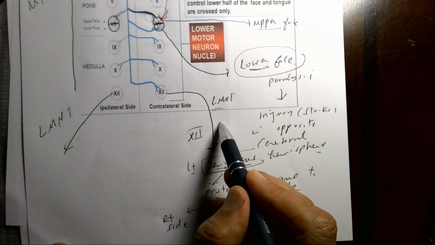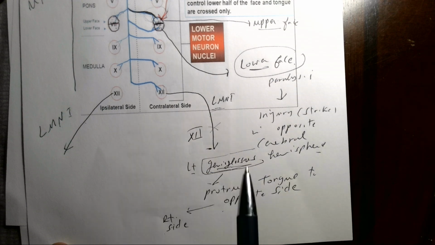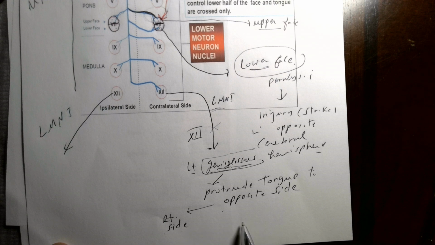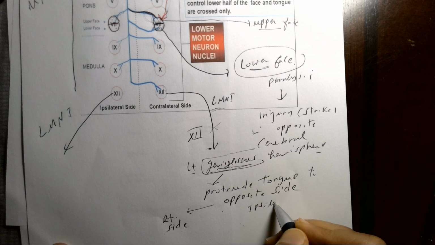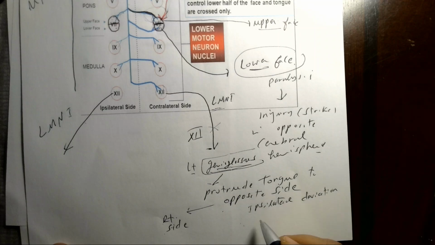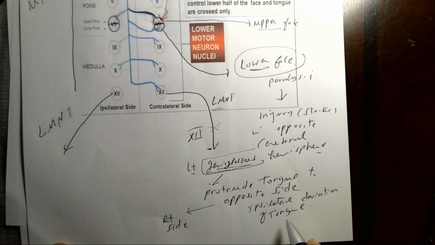So if there is injury in this nerve or in the nucleus itself, it means that the left genioglossus is paralyzed. It means that the tongue will go to the same side, not the right side, pushed by the left muscle to the same side. So it's going to be ipsilateral deviation of the tongue. It means the tongue points to the side of the injury. If the tongue points to the left side, it means that the left hypoglossal is affected.